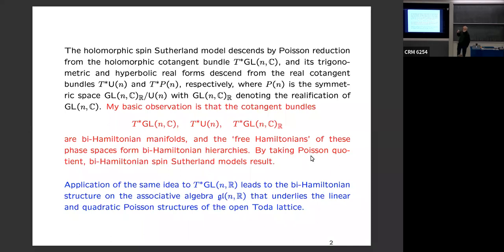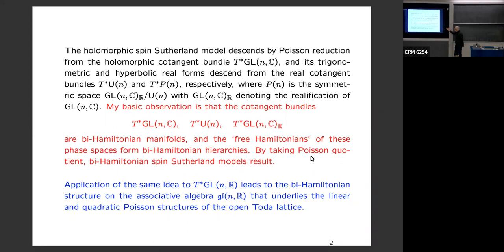So there are the holomorphic spin Sutherland models and their real forms, all of which are understood to come by Hamiltonian reduction. What I realized by some kind of accident, thinking about some papers, is that these cotangent bundles which are listed there are all bi-Hamiltonian manifolds in some natural manner. Of course one of the Hamiltonian structures, the symplectic structure, is just the canonical one for the cotangent bundle, but there is another one on these phase spaces, in such a way that the natural Poisson commuting Hamiltonians, which I will show, generate bi-Hamiltonian flows.